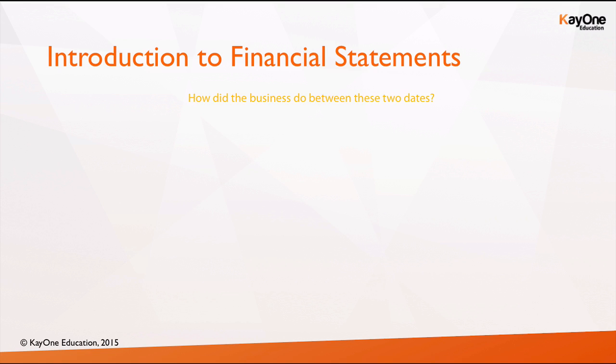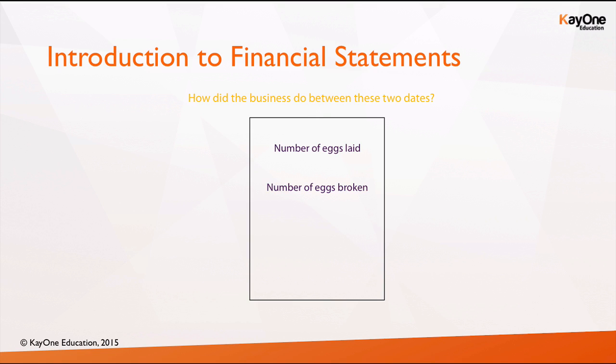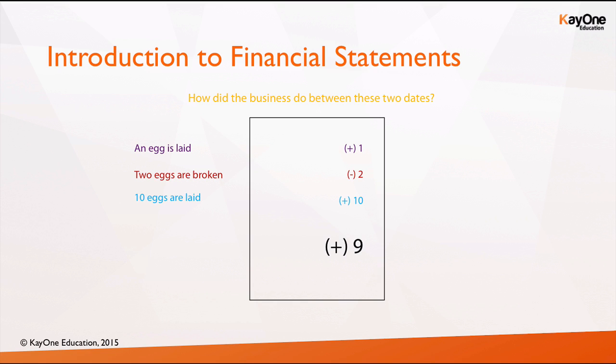Now, how did the business do between these two dates? How did 70 become 79? In our case, it's very easy to ascertain because we had very few transactions. But assume a complicated business where there are thousands of transactions every day. So in order to explain this difference of how your owned eggs increased or decreased during a specific period or between two dates, accountants prepare one more statement which shows the number of eggs laid and the number of eggs broken. So when an egg was laid, it increased by 1. 2 eggs were broken, it decreased by 2. 10 eggs were laid, it increased by 10. And therefore, this is the reason for which 70 became 79.